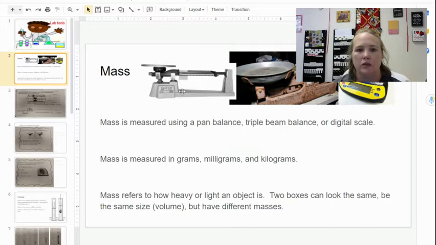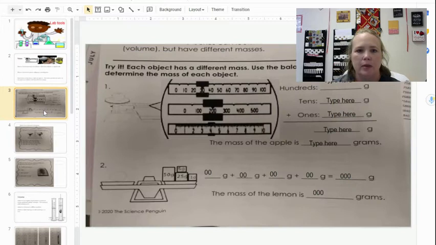And this right here is our triple beam balance. This is an old looking pan balance, and then this would be a digital scale. The one that we're going to mostly focus on is the triple beam balance, but we do see a pan balance and occasionally the digital scale. Here, you're going to look at these pictures and then answer or fill in the blanks. Everywhere it says type here or has the double zeros, you're going to be filling in.